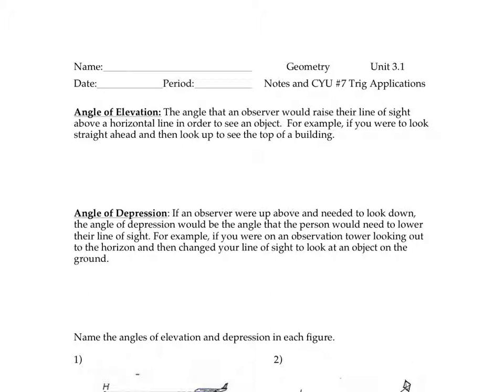For example, say you're standing here on the ground, looking straight ahead at a building. So this would be a horizontal line looking straight ahead at a point on the building. Then if you changed your gaze so that you look to the top of the building, this angle right here would be an angle of elevation. So think of an angle of elevation as looking straight forward, then looking up.